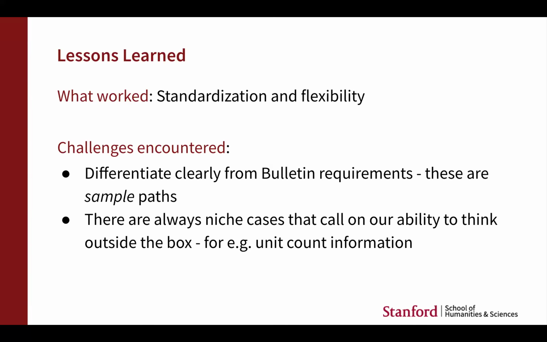A couple of challenges we encountered. The first one is we needed to make sure that legally these are not bulletin requirements, right? Bulletin requirements have a very special place in an academic institution, and academic units are held by those. We needed to make sure this was clearly labeled as sample paths. This is one possible journey to your major, minor, honor, PhD, whatever it is. We're just helping you visualize. These are not your requirements. Your requirements live on the bulletin. This is supplementary, helpful information from an advising perspective.